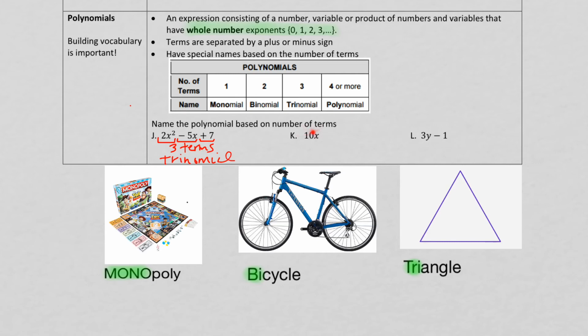For example K, if you notice, it's 10 times x. There are no plus or minus signs here, so this is going to be just one term. So if we only have just one term, then we call this a monomial.